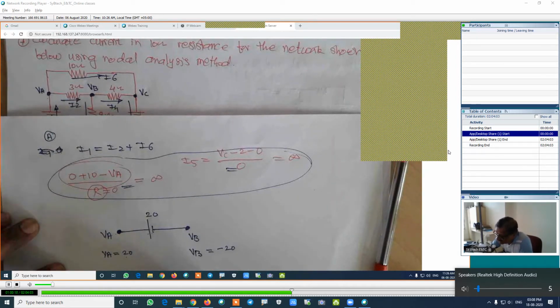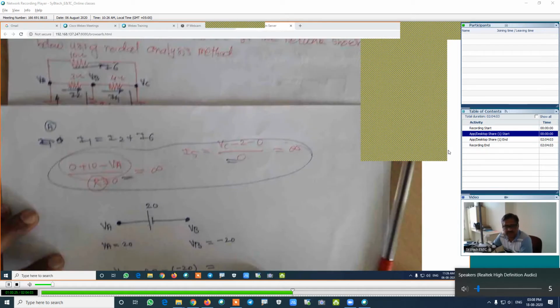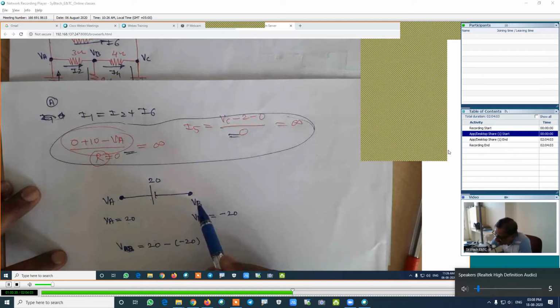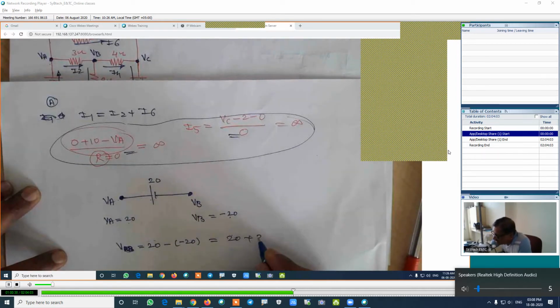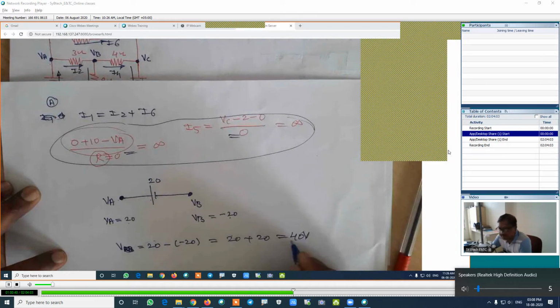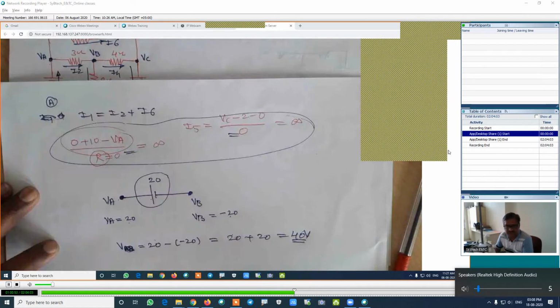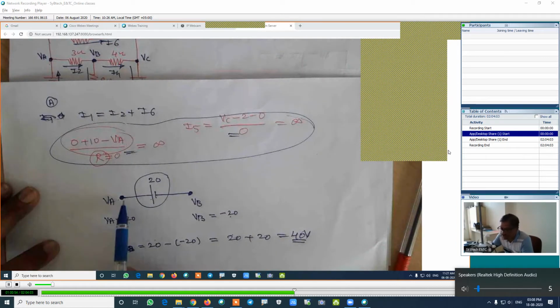VAB. How much is the potential difference? Higher potential minus lower potential means this potential difference will be 20 minus of minus 20. How much is this value? Because potential at the node is 20 minus this potential, and this potential is minus 20, it is coming to be 20 minus and minus plus, it will be plus 20, this potential will be 40. This is right. But something is wrong.